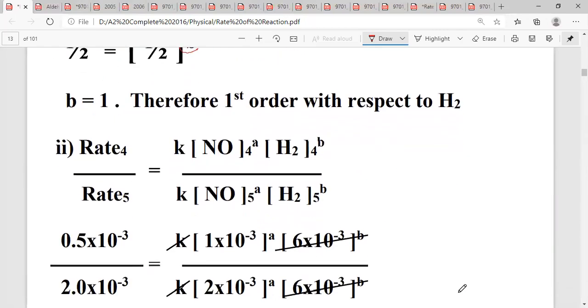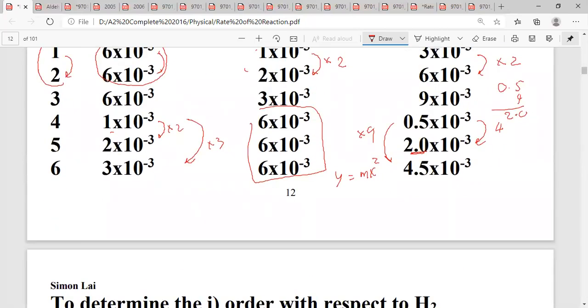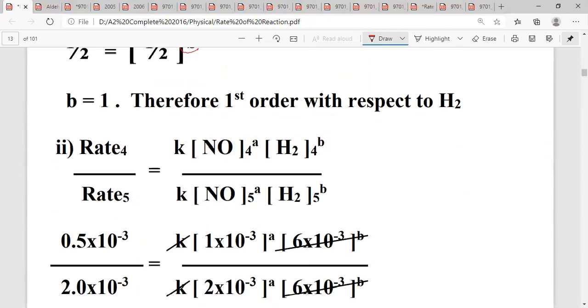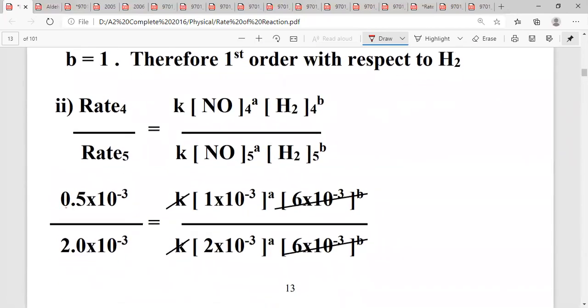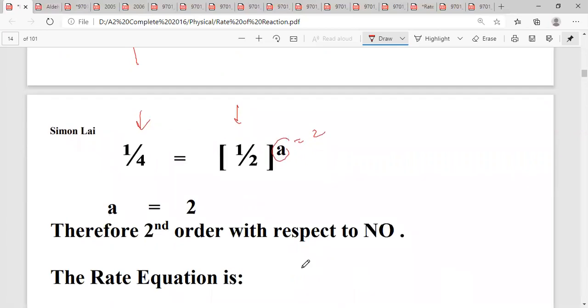The second one is the same. Use rate 4 and 5. Why 4 and 5? 4 and 6 also can, but 4 and 5 because it's the same, so this gets cancelled off. So this ratio here and this ratio here. 0.5, 2 here, 1, 2 here, this one can cancel off. So this one is 1 over 4 from here to here. This is 1/2, so 1/2 to the power a equals 1 over 4. Of course, a must equal 2. Mathematics. So it's second order.